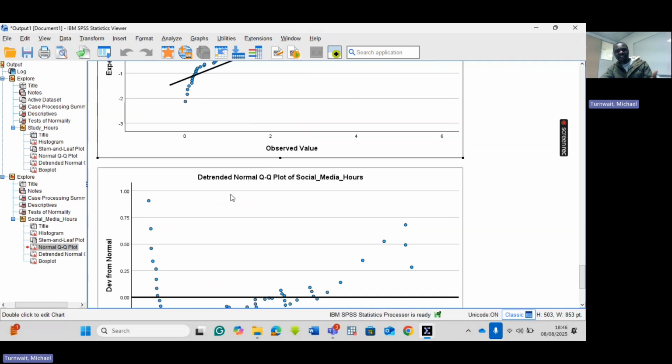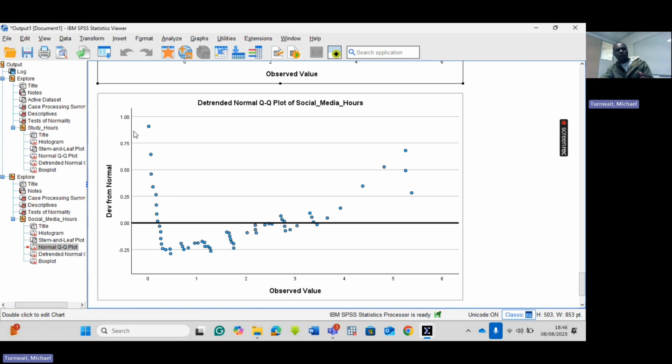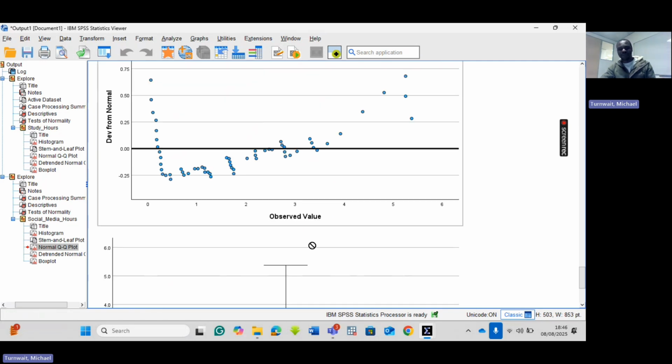Let's look at the detrended normal Q-Q plot of social media hours. As you can see, the points also fall very far from this deviation-from-normal line. Look at it here, you see? Look at this other one also far, and the down part also far. It's telling you that the social media hours is not normally distributed.